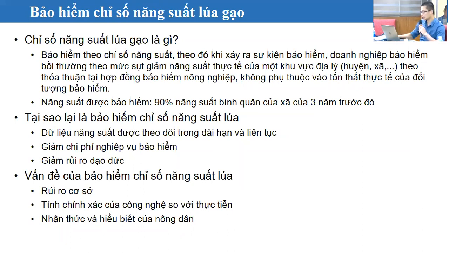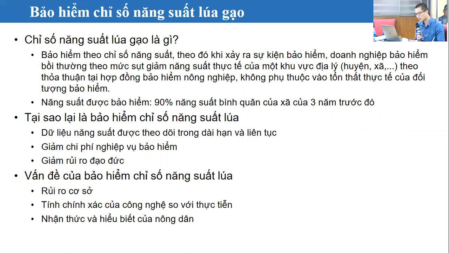Thì cái bảo hiểm chỉ số năng suất lúa gạo của Việt Nam áp dụng công nghệ viễn thám để tính toán chỉ số. Sau đây tôi sẽ giải thích công nghệ đó hoạt động như thế nào. Về định nghĩa thì anh Tốt có nêu rồi. Năng suất được bảo hiểm hiện nay là 90%, tức là nếu thiệt hại trên 10% thì bồi thường sẽ được kích hoạt.